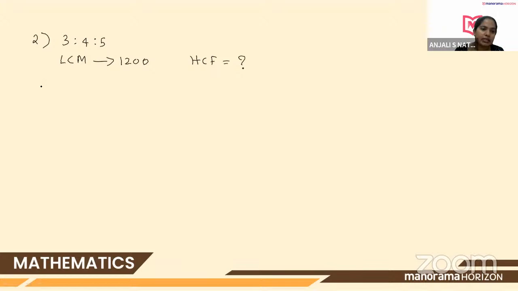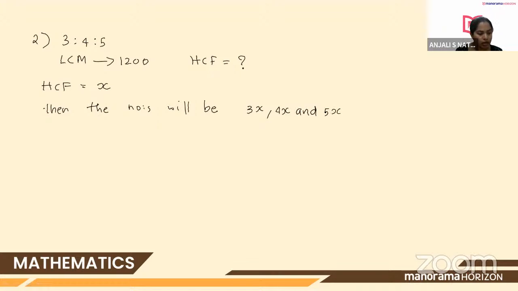Okay. Let's take HCF is equal to x. Then what will be the numbers? Then the numbers will be 3x, 4x, and 5x. Okay. These are the numbers.